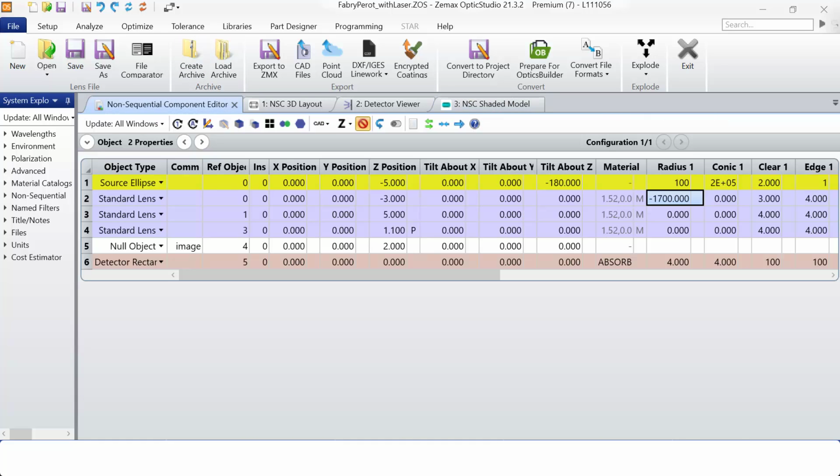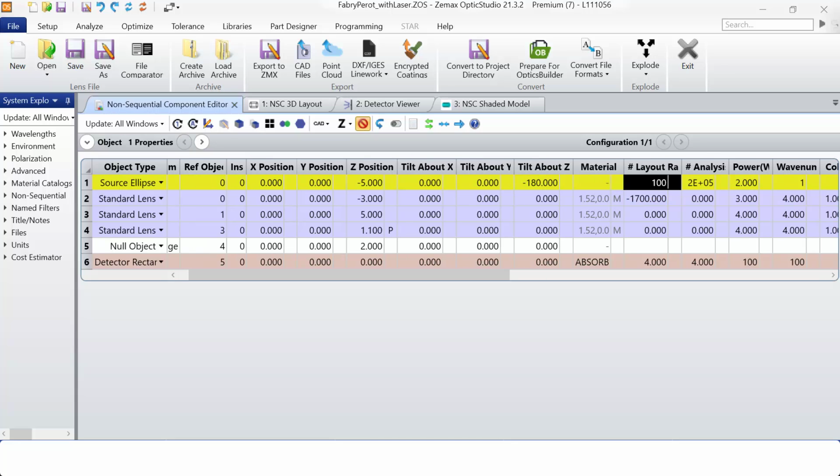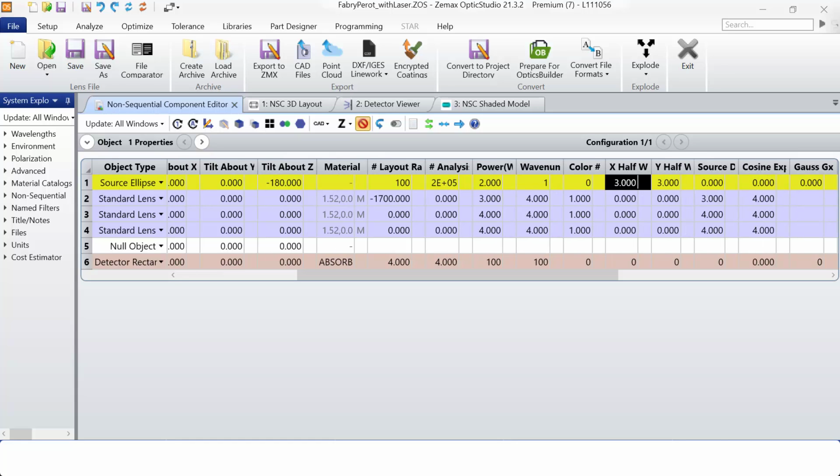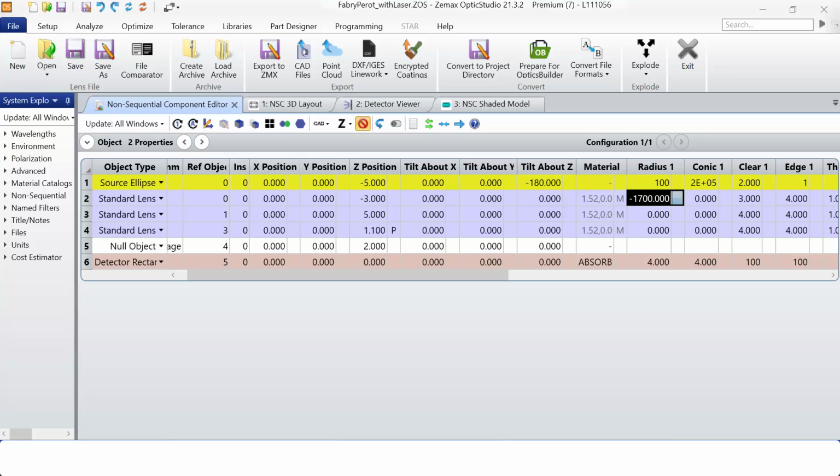Setting this up in the component editor, I chose a simple elliptical source. I gave it 200,000 analysis rays and only 100 visible rays, and I made it 6 millimeter diameter in the X and the Y direction. And then there's the lens. I gave it a curvature of minus 1700 millimeters. For the material, I could put in a real glass, but I didn't want to deal with dispersion. I'm doing this monochromatically anyway, so I just gave it a 1.52 index. And if I want to do an experiment without a collimated beam, I just set the index to 1.